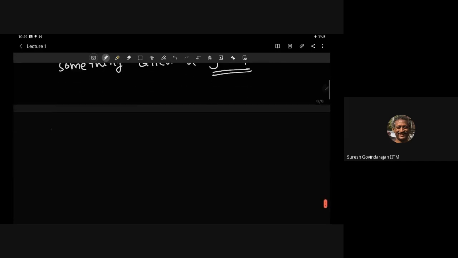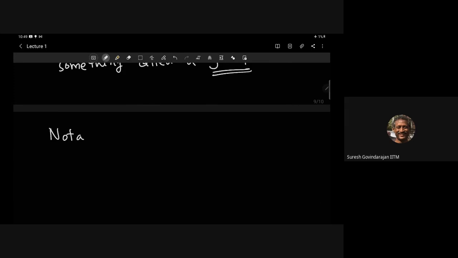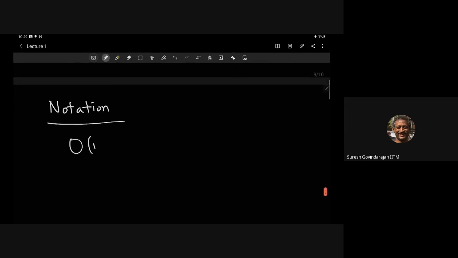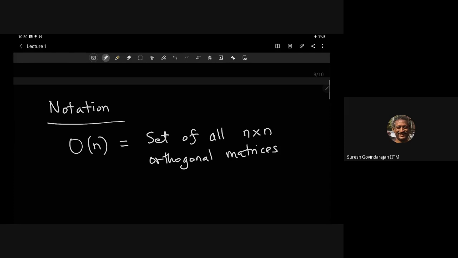So some notation now. Okay, we have been implicitly saying that with real entries.